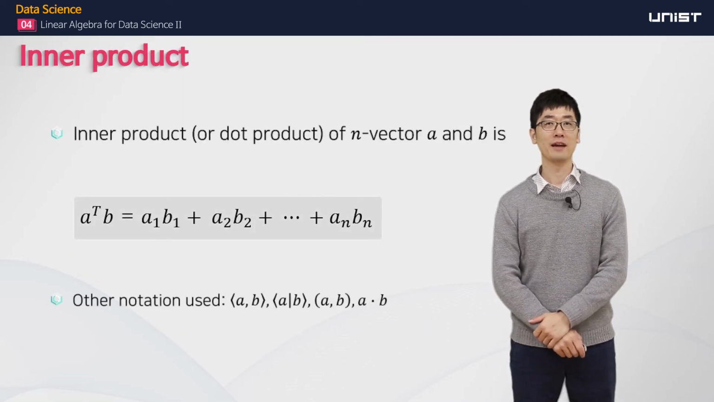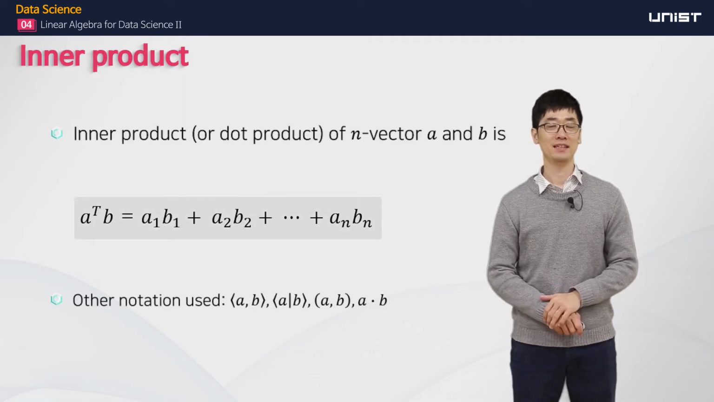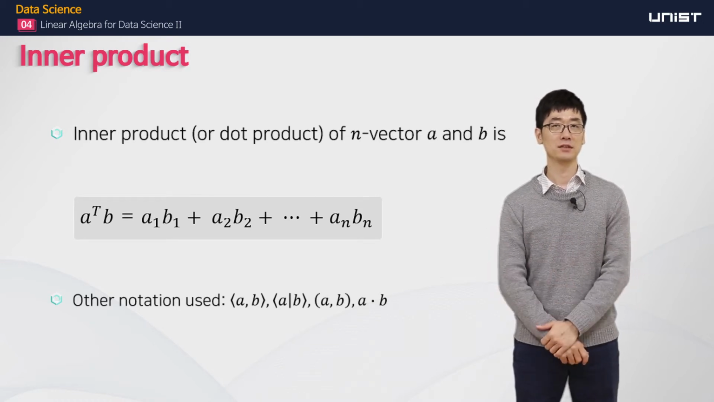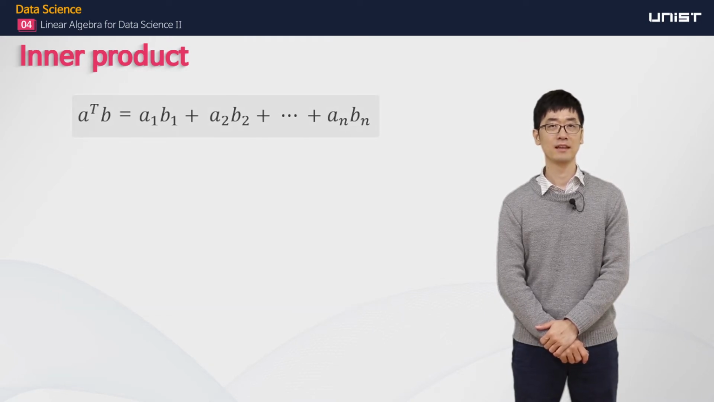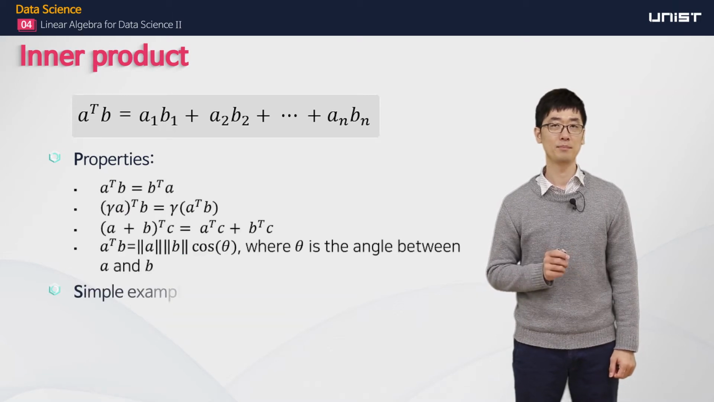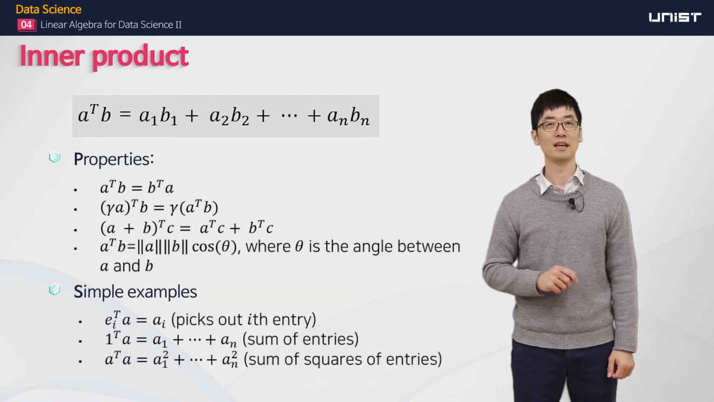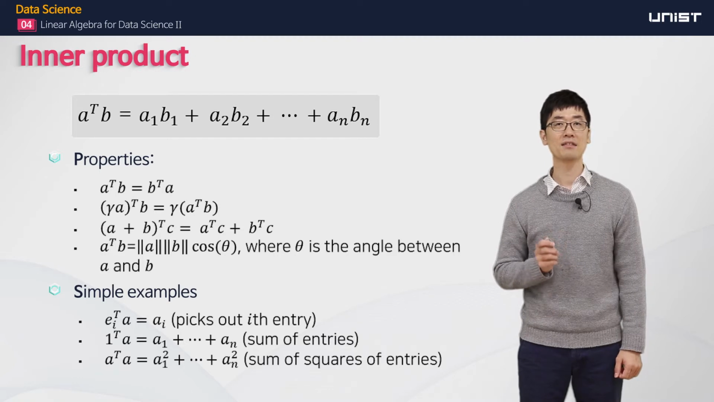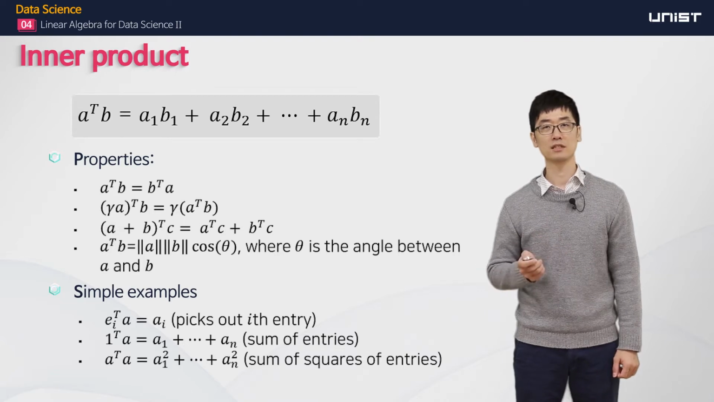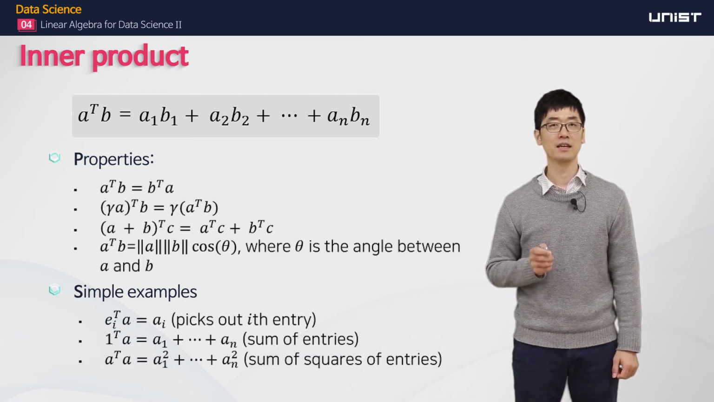Inner product of n vector A and B is A transpose B. Some other notations are also used commonly for inner product. There are some properties in inner product and some simple examples. We can pick out ith entry using inner product, and also we can express sum of entries, sum of squares of entries using inner product easily.